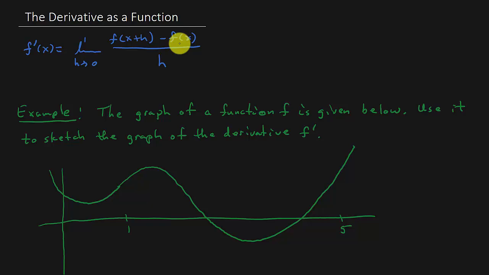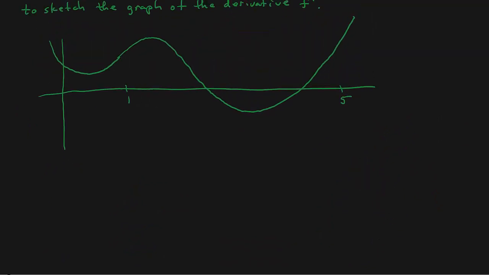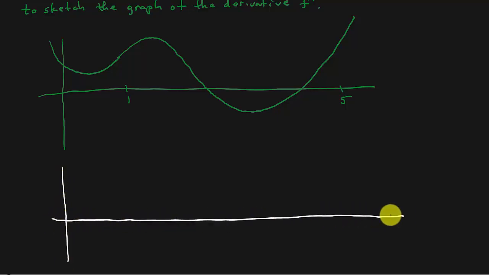It says the graph of a function f is given below. So this graph here, this is the graph of our function f. And they want us to use it to sketch the graph of the derivative. All right, so you may run across some problems like this. So to graph the derivative, let's just draw that. Now there's some key points here to graph this thing.